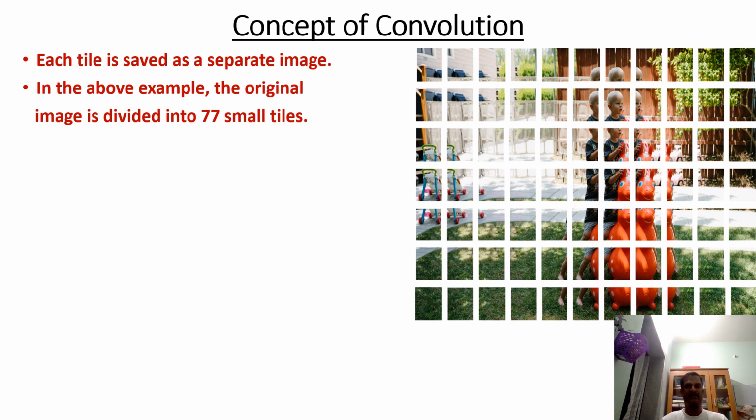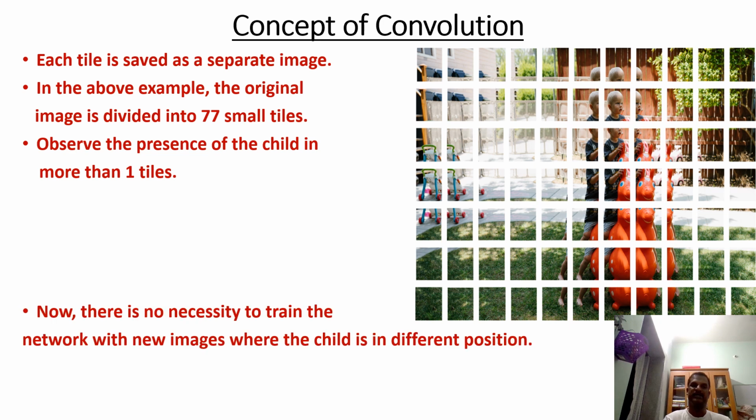Now, what is the conclusion? This convolution operation helps the system to recognize the data in a much better way because the region of interest is available in more than one position in the input data.